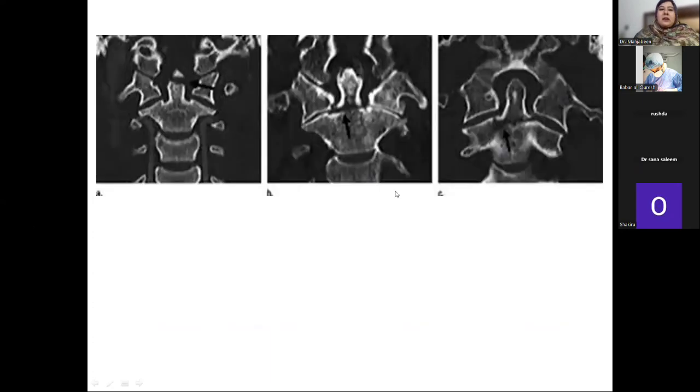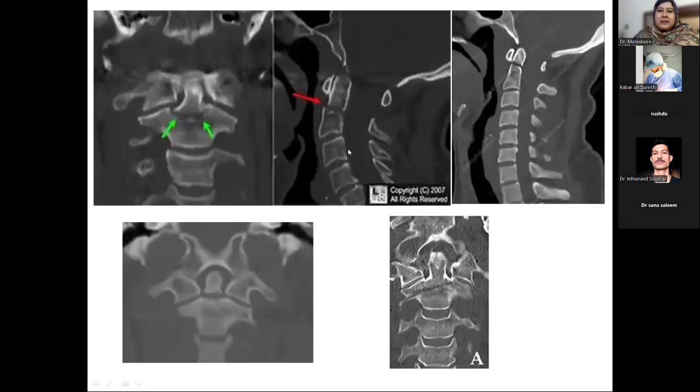Okay, so what kind of fracture is this one? A. Type 1. Excellent. B. Type 2, neck of the odontoid. Excellent. And this is the body fracture, type 3. Excellent. So I hope this is clear by now. I've put in pictures again and again so that it can become very clear to you, right? So this is going through the body.